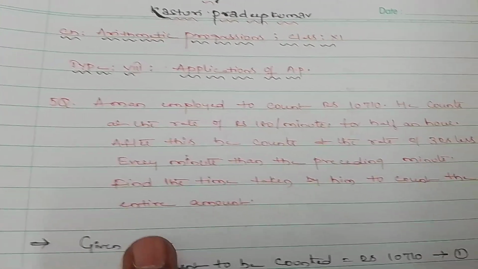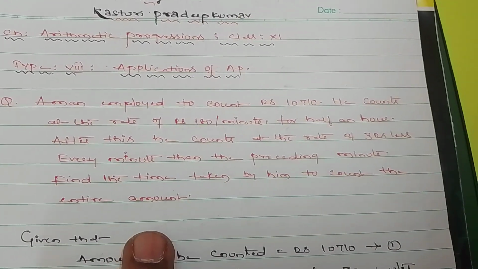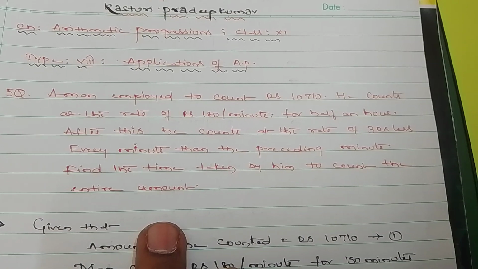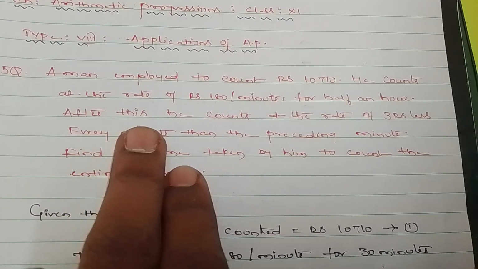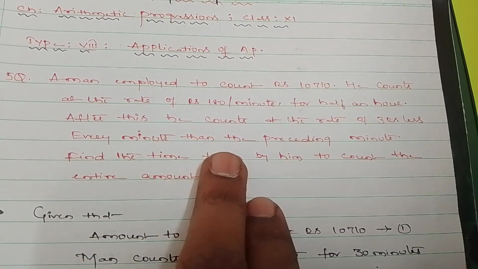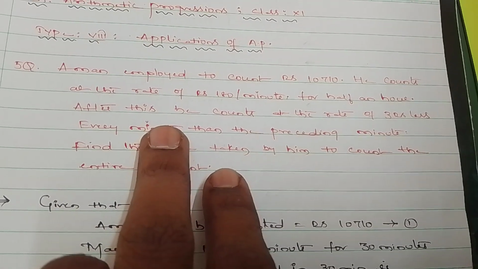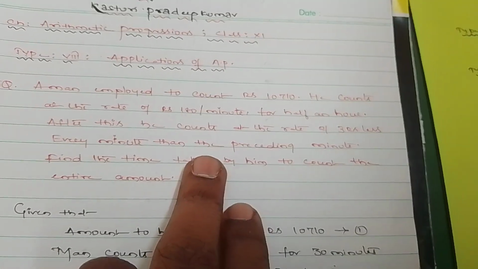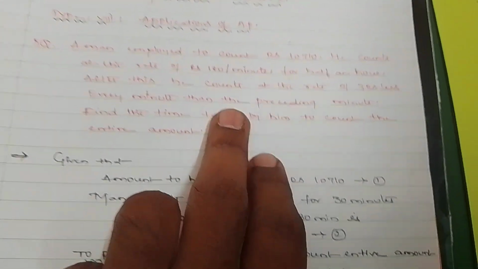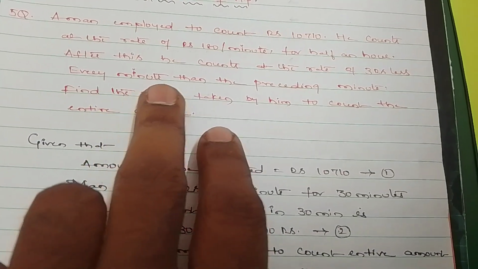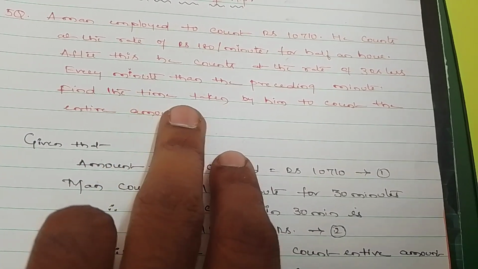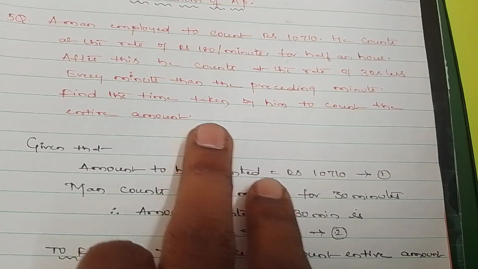So this is the fifth question. A man is employed to count rupees 10,710. He counts at the rate of rupees 180 per minute for half an hour. After this, he counts at the rate of 3 rupees less every minute than the preceding minute. Find the time taken by him to count the entire amount.